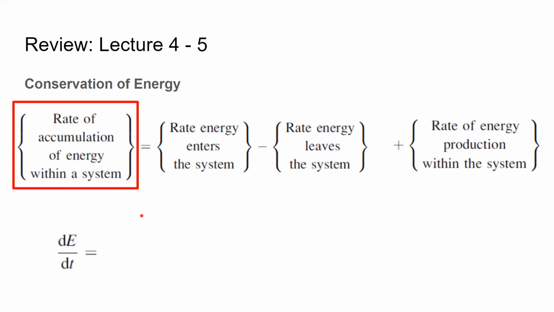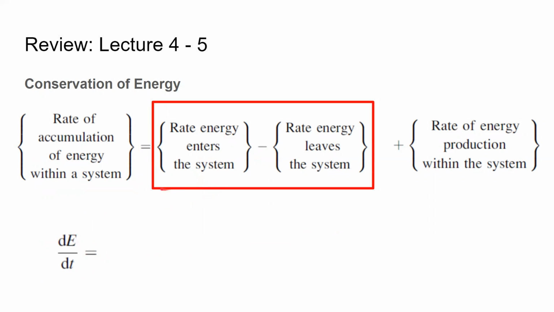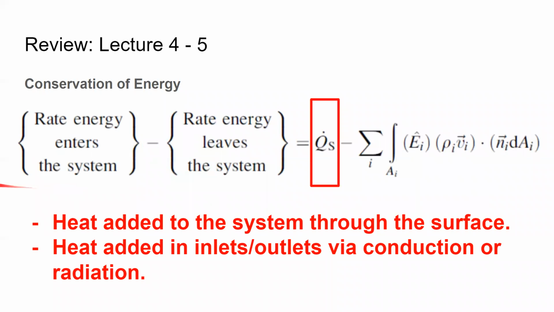So let's keep going. We have the rate energy that enters the system, and then we have the rate energy that leaves the system. To define this, we use this entire part right here. Let's start with QS. QS is basically either or both the heat added to the system through the surface, and also the heat added in the inlets and outlets via conduction or radiation. This is not convection. Conduction is different from convection, so please keep that in mind.